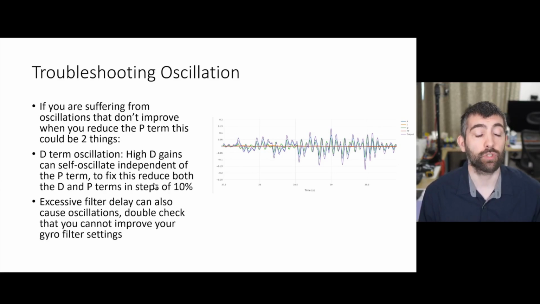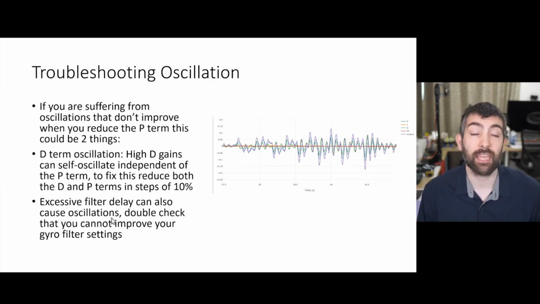To fix this, reduce both the D and P terms in steps of 10%. So divide the D and P term by 1.1 and see if the oscillations improve. And if they do, keep dividing the D term and P term together by 1.1, because you're keeping that ratio the same, but you're reducing the values until the oscillations go away.